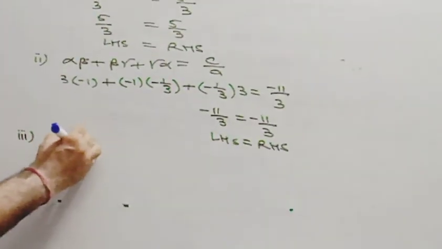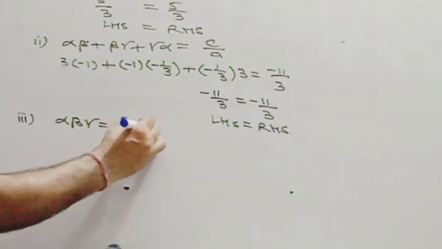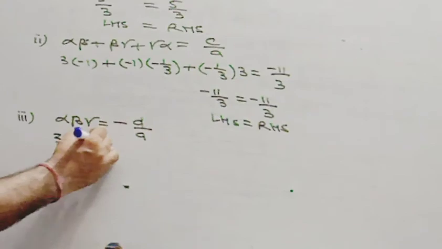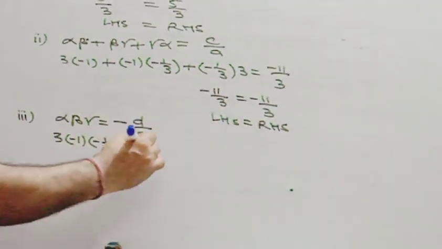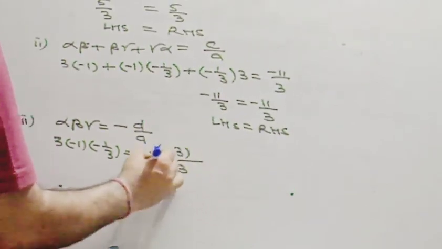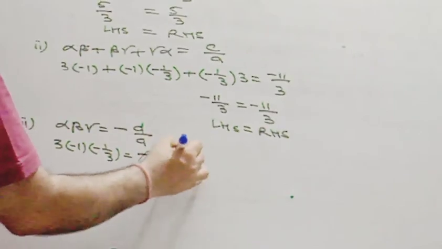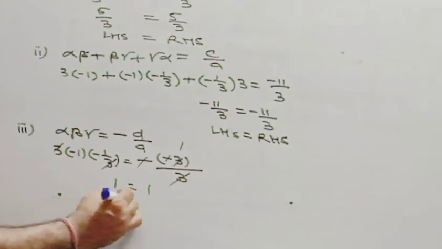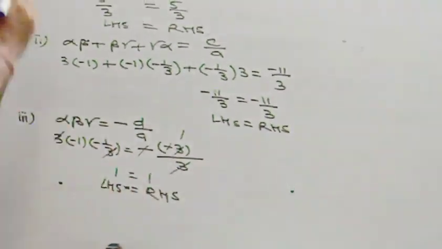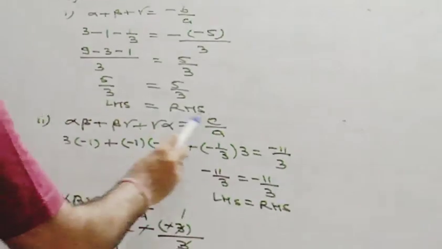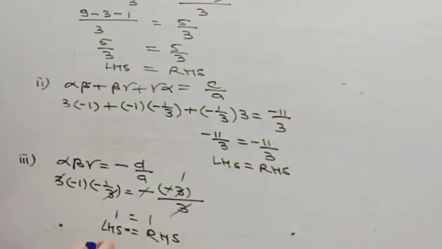Point third, the product of zeros alpha, beta, gamma is equal to minus d by a. Alpha is 3, beta is minus 1, gamma is minus 1 by 3. Minus d, d is minus 3 and a is 3. Minus minus plus, 3 cancelled 1 and here also 1. Left hand side is equal to right hand side. From points first, second and third, the relationship between zeros and coefficients is satisfied, hence verified.